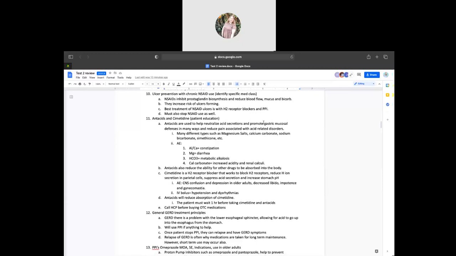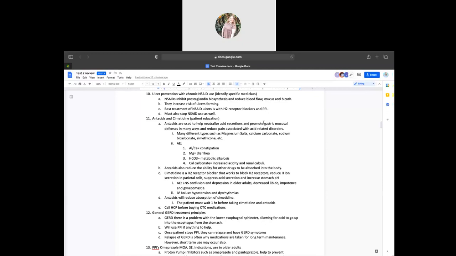So we're going to first talk about ulcer prevention with chronic NSAID use. NSAIDs inhibit prostaglandin biosynthesis and reduce blood flow, mucus, and bicarbonate. NSAIDs increase the risk of ulcers forming. So our best treatment of NSAID ulcers is going to be with that PPI medication. We want to make sure that the patient is treated with that PPI and that they stop the NSAID medication as well. Because the problem with NSAIDs is that they're going to increase that chance of the ulcer forming.